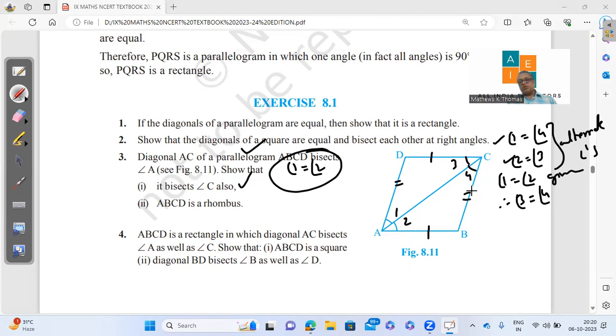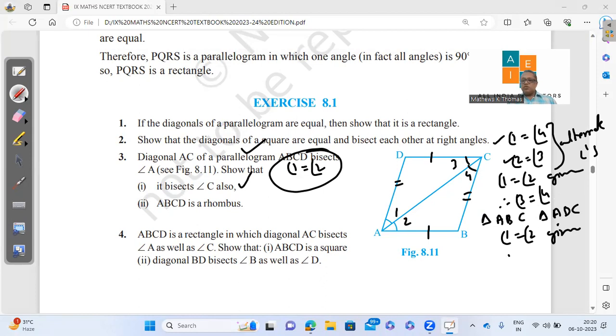So how to prove all sides equal? I can take triangle ABC and triangle ADC and prove them congruent. So angle 1 and 2 are equal because that was already given to us.